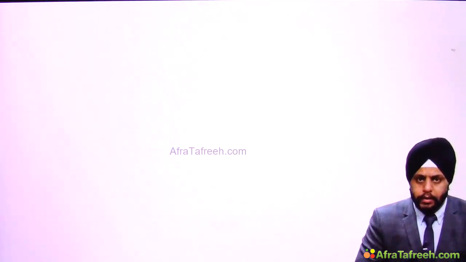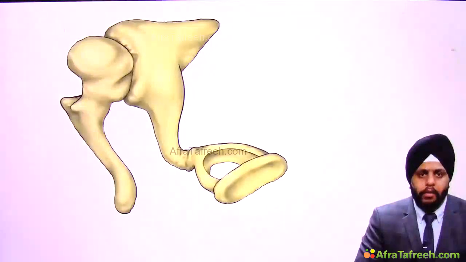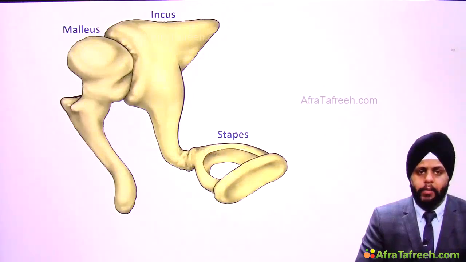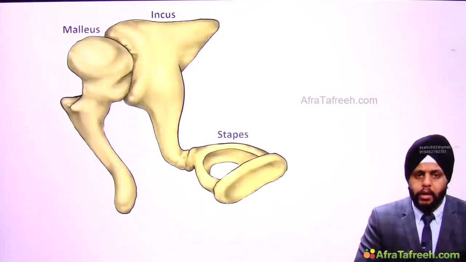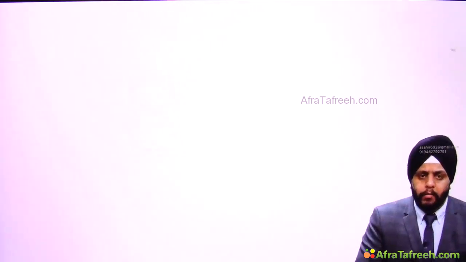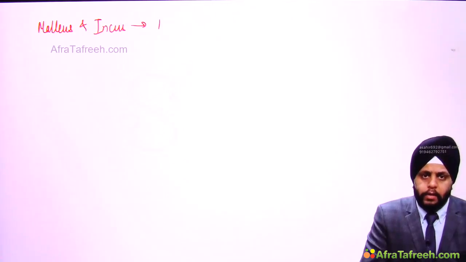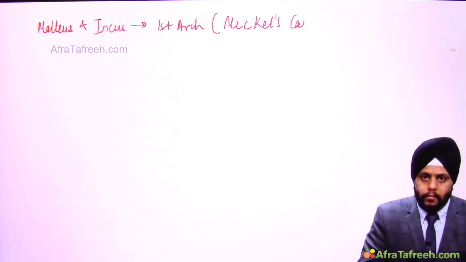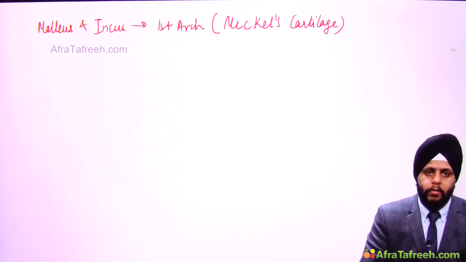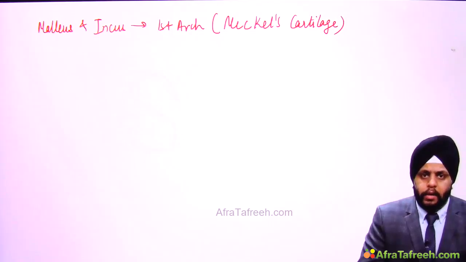Now we have three ossicles. So what are the three ossicles we have? We have the malleus, incus and stapes. Now we have already talked about malleus, incus, stapes, the three ossicles in the embryology. So what all have we talked about in the embryology? That out of these three ossicles, malleus and incus develop from first arch. Which cartilage? Meckel's cartilage. So first arch, mandibular arch, and we have the Meckel's cartilage, right?